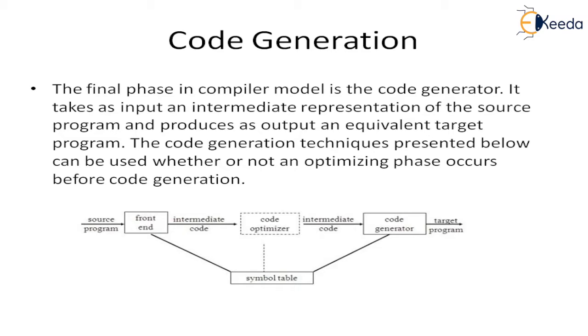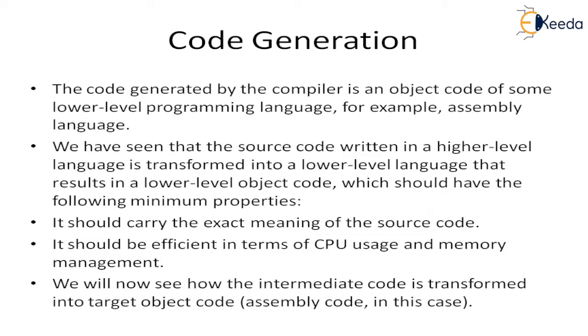So code generation is the final phase of the compiler model, and it takes its input from the intermediate representation with code optimization. This technique can be used whether or not the optimization phase occurs before code generation. The code generated by the compiler is an object code of a lower-level programming language, for example, assembly language.